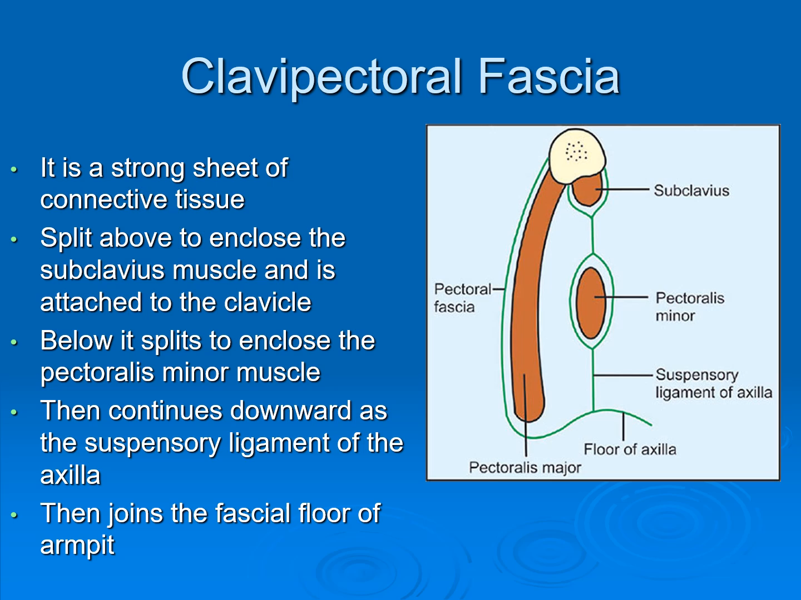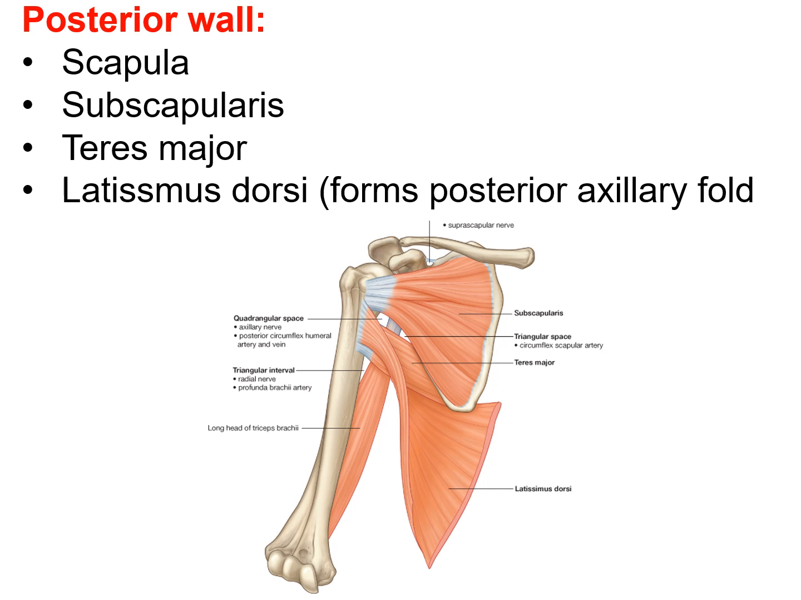You see it combining about three muscles in the upper arm, and then it tapers out as the suspensory ligament of the axilla. Now it is important that we also look at the posterior wall, because the posterior wall is also one of the walls that leads to the gateways we can find in the axilla. The posterior wall is formed by the scapula, and also the subscapularis, the teres major and latissimus dorsi.